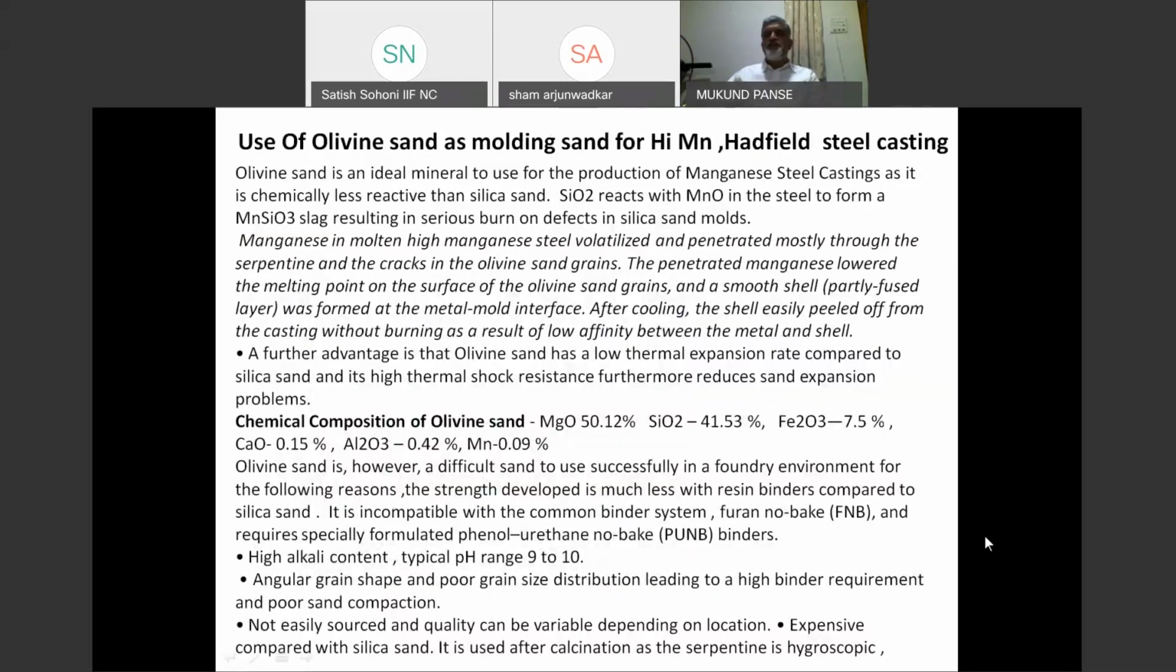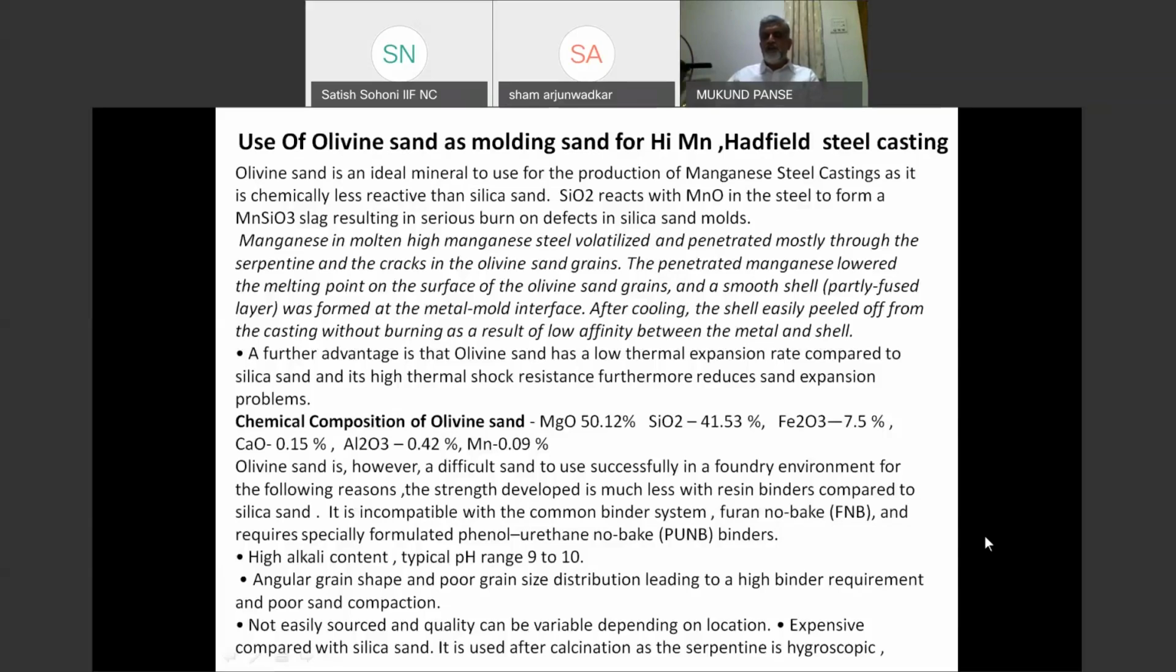Olivine sand is used in Hatfield steel. Also, you should check the chemical composition, and if FeO content and CaO content are higher, you should check on it. MgO content as given in the specification is 50%. You should try and see that it is more than 50%. It has high alkali content and it doesn't go well with certain resins. You have to choose the resin sand mixture properly if you are using it.